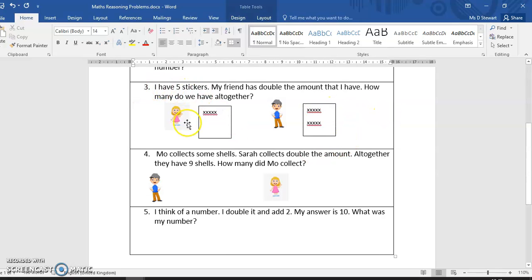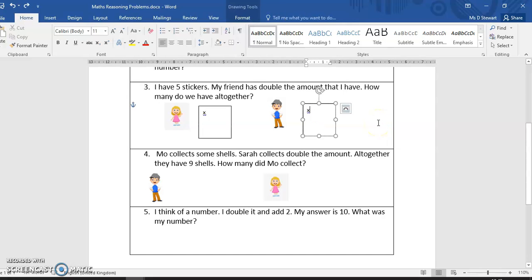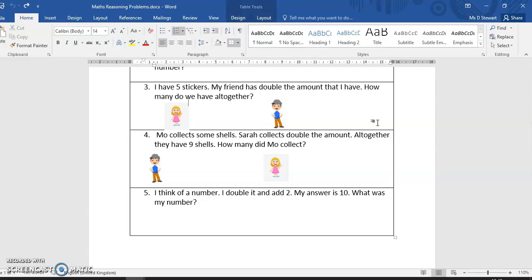So let's read this again. I have 5 stickers. My friend has double the amount that I have. And it asks how many we have altogether. If we're looking at 5s, it's 5, 10, 15. I'm going to get rid of those answers for people that are still going to work this out at home. So that answer was 15. Let's make it nice and clear.